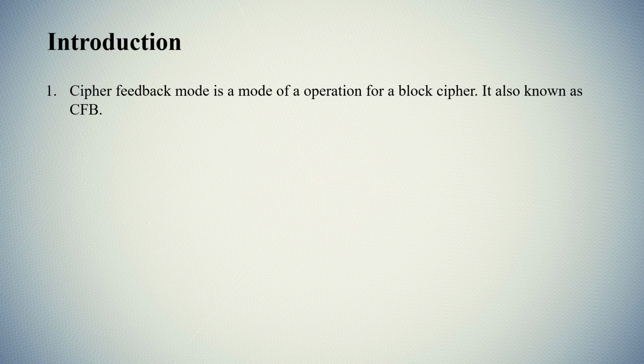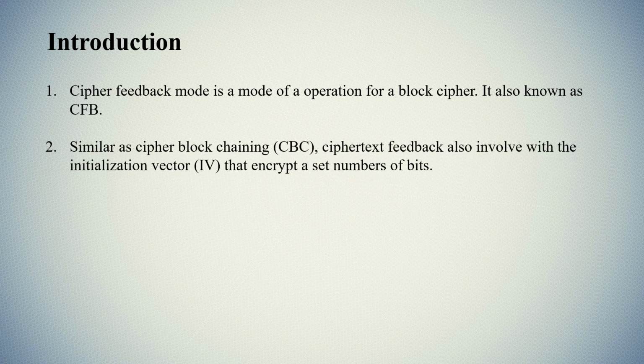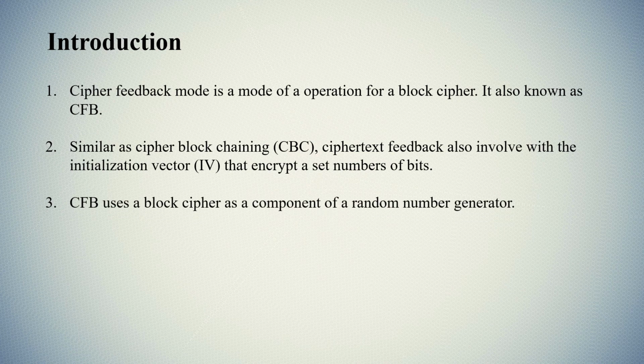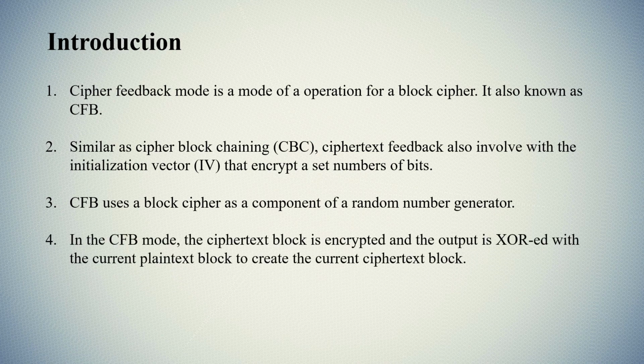Let us do a brief introduction about it. The Cipher feedback mode, also known as CFB, is a mode of operation for a block cipher. Similar to cipher block chaining, the cipher feedback mode also involves an initialization vector that encrypts a set number of bits. The CFB uses a block cipher as a component for a random number generator. In the CFB mode, the ciphertext block is encrypted, and the output is XORed with the current plaintext block to create the current ciphertext block.